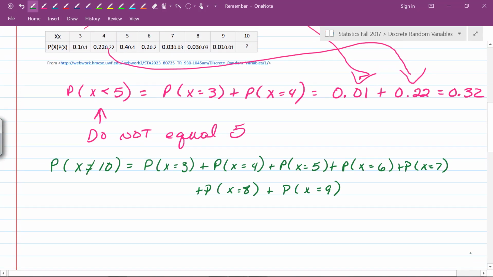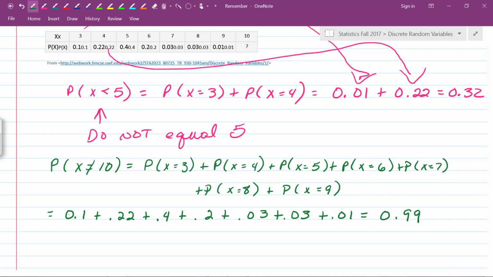Okay, so this is really equal to 0.1 plus 0.22 plus 0.4 plus 0.2 plus 0.03 plus 0.03 plus 0.01, and we've already added that up, and that's 0.99. Okay, that is one way of doing it.